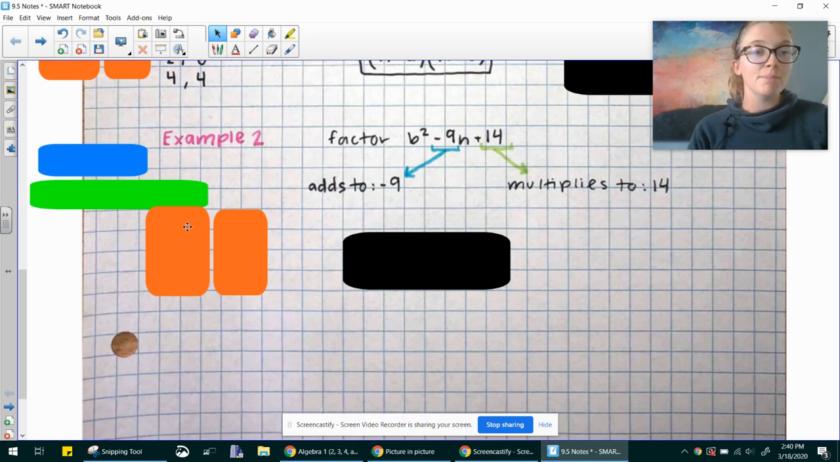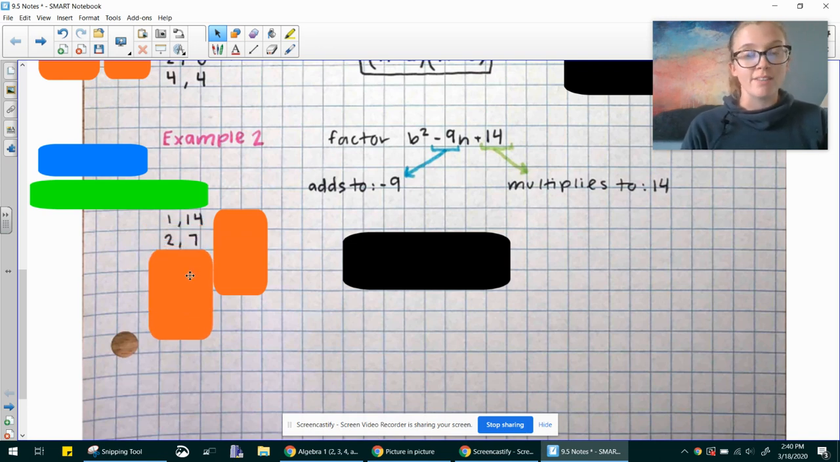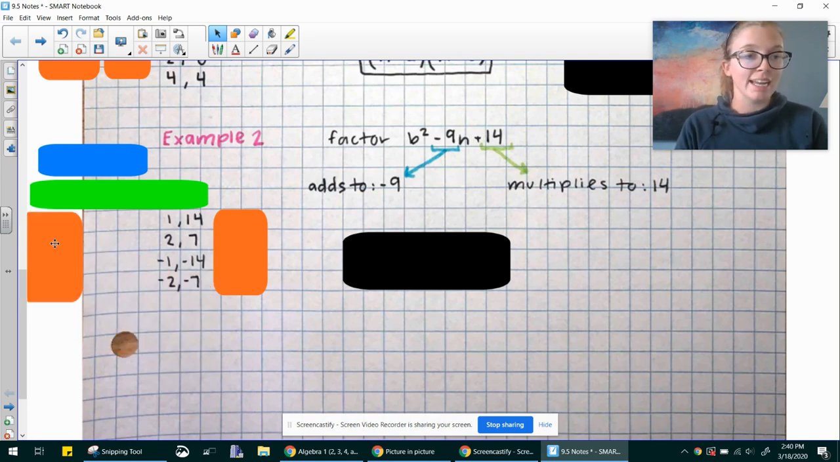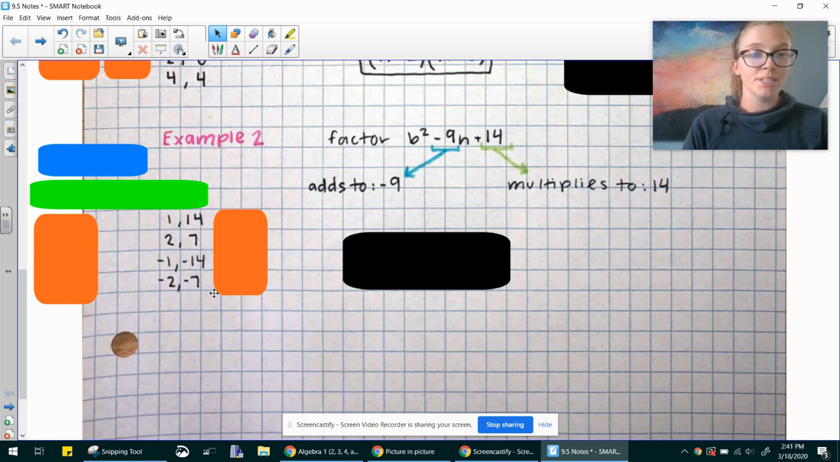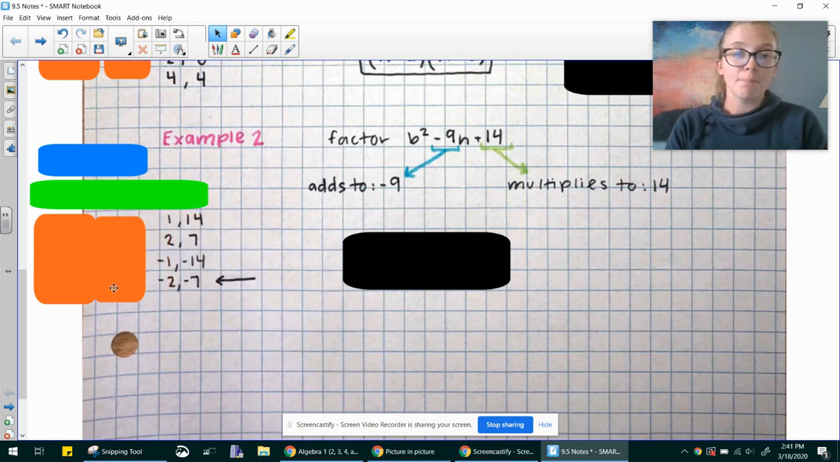So just like last time, I'm going to make a list of every number pair that multiplies to 14. I have 1 and 14, 2 and 7, but I know that these two pairs won't add to a negative number. So now I have to expand my thinking and remember that if I multiply two negatives, they are also going to equal a positive. So negative 1 and negative 14 would multiply to positive 14, as would negative 2 and negative 7. Looking at this list, the pair of magic numbers that adds to negative 9 is this bottom one, negative 2 and negative 7. So those are my magic numbers.